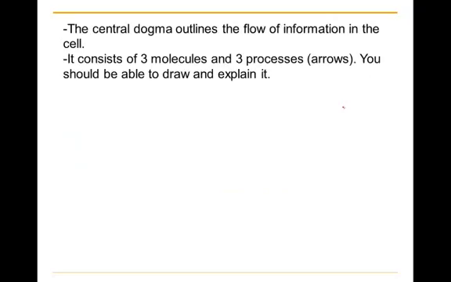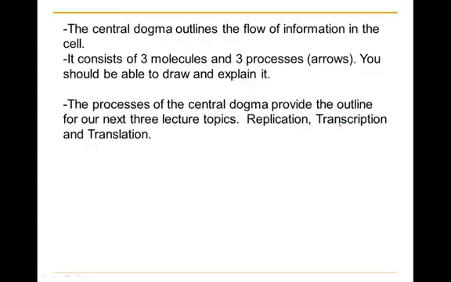This information here, the central dogma, outlines the flow of information in the cell, consists of three molecules and three processes represented by arrows. You should be able to draw and explain it. That is a minimal expectation that I have of you. It's a very important part of this lecture, and so you should know the central dogma. The processes of the central dogma will provide the outline for our next three lecture topics: replication, transcription, and translation.